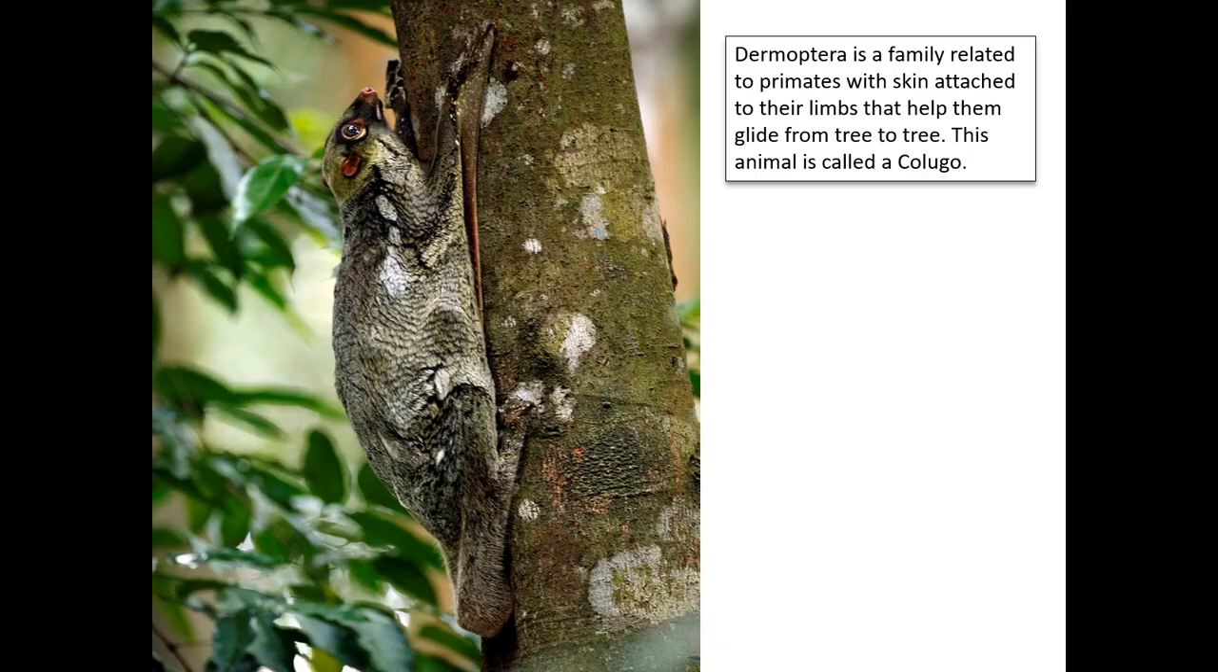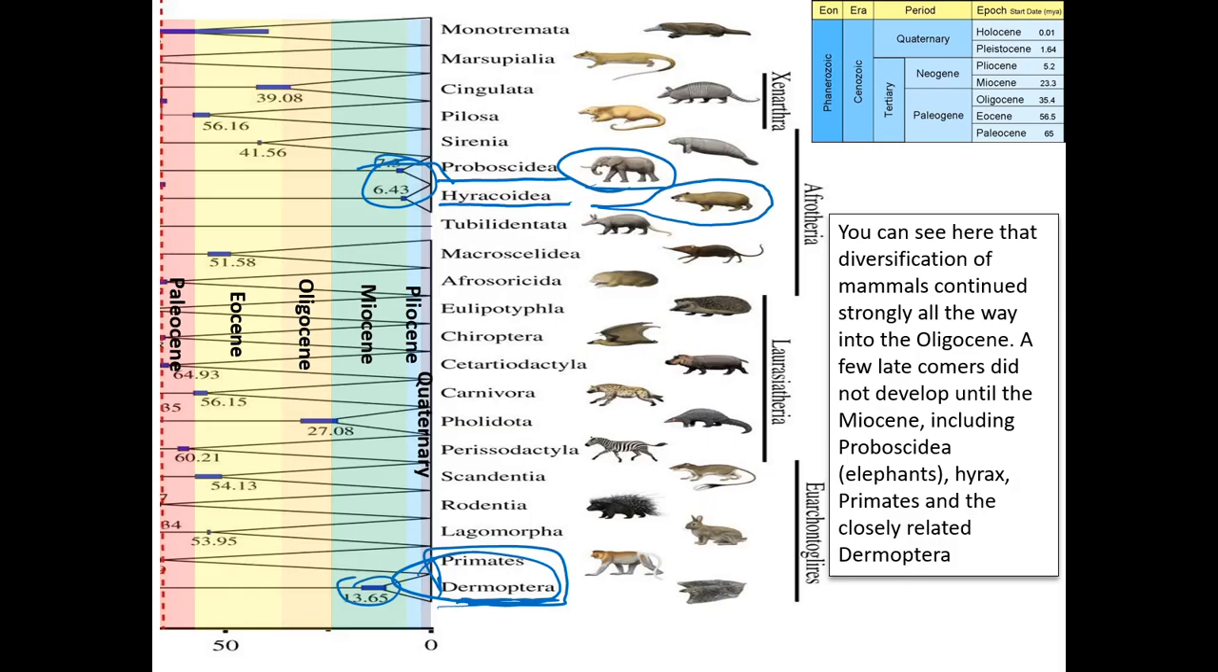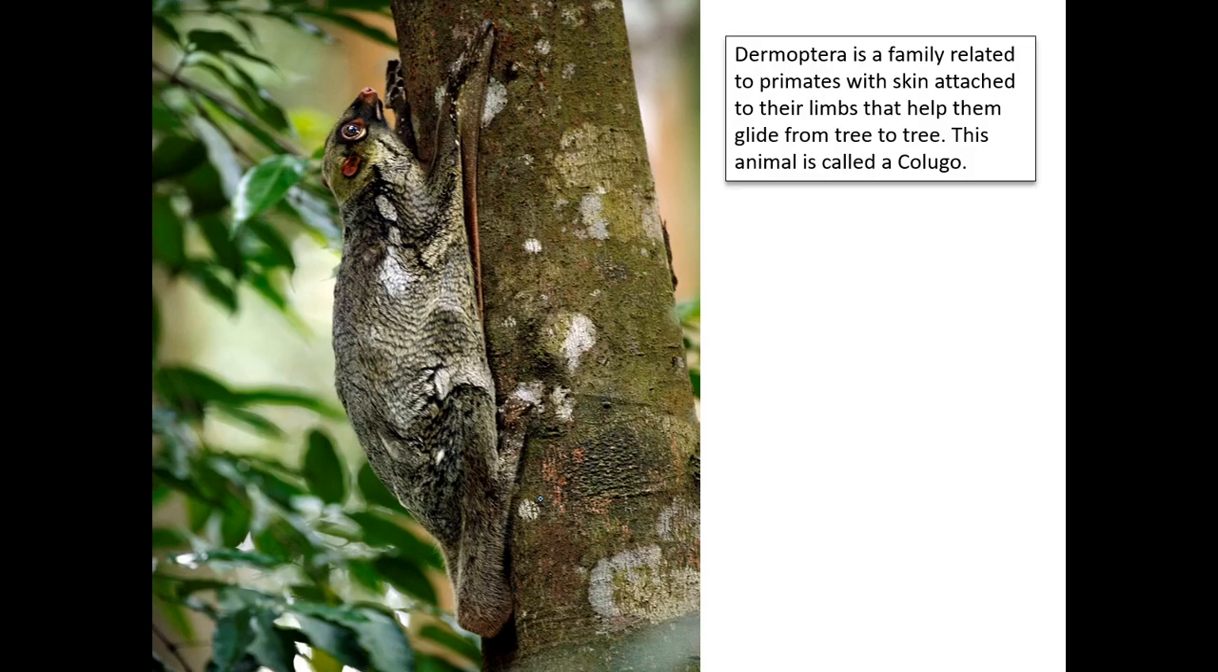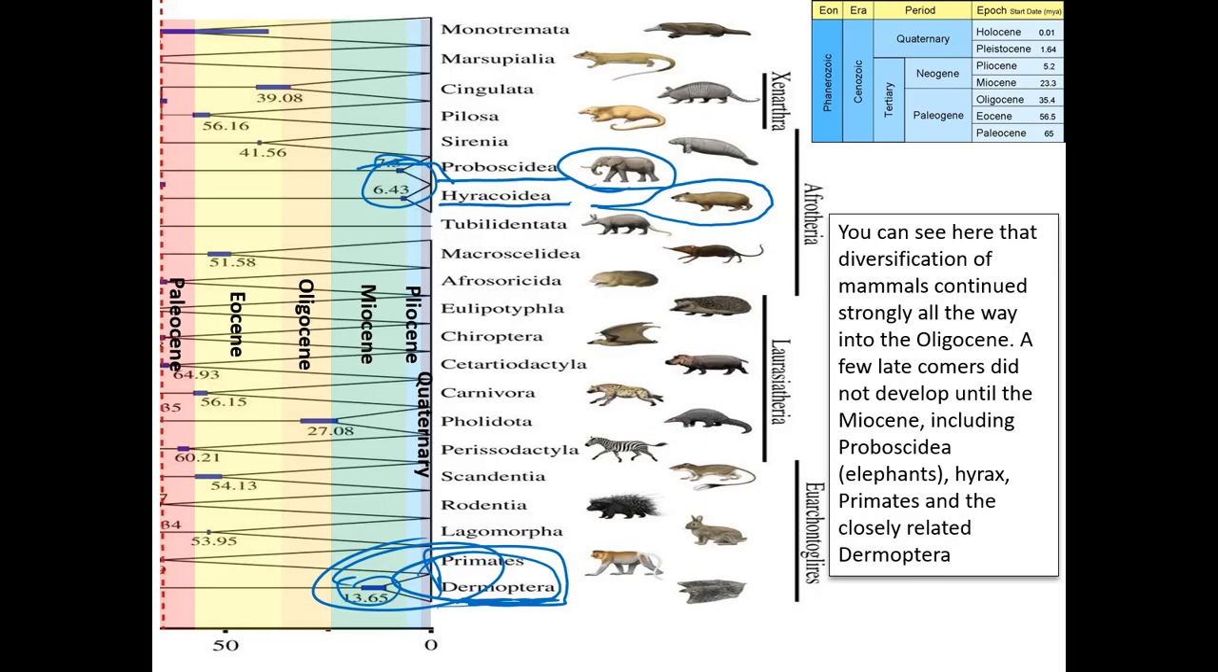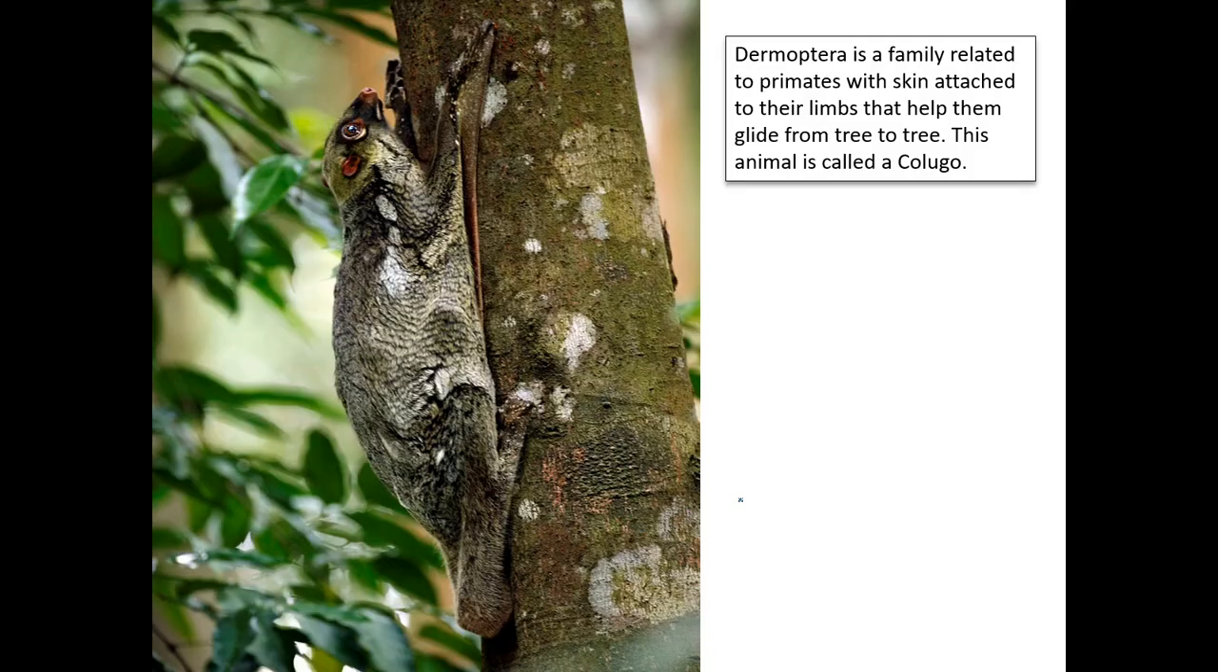So here's a Dermoptera. Always hard to pronounce some of these things. Again, you can see that it's split off from the primates, so it's very closely related to the primates. You might think, looking at it, it's a flying squirrel. It's not a flying squirrel, right? Primates are most closely related to the squirrel family. We split off from squirrels quite a long time ago, but they are pretty closely related to the squirrel family.